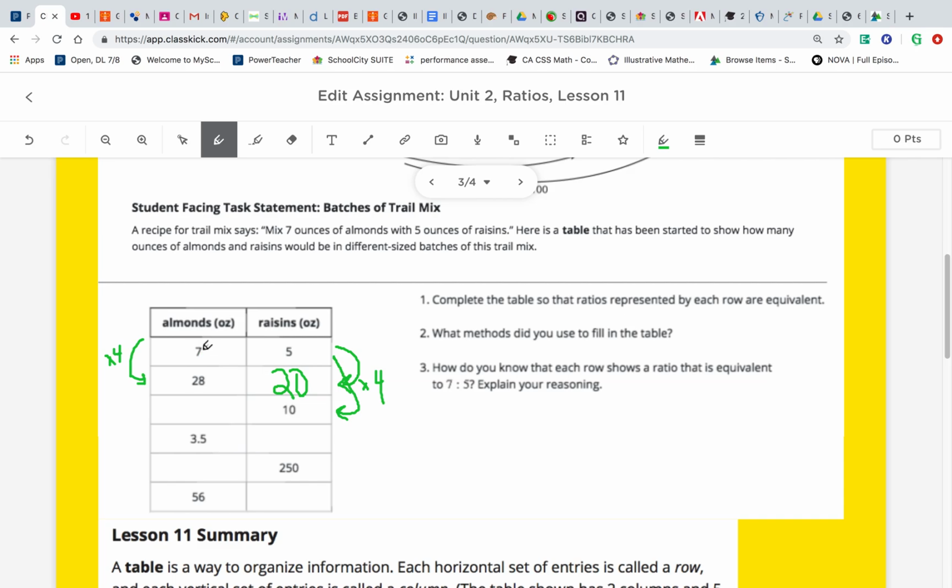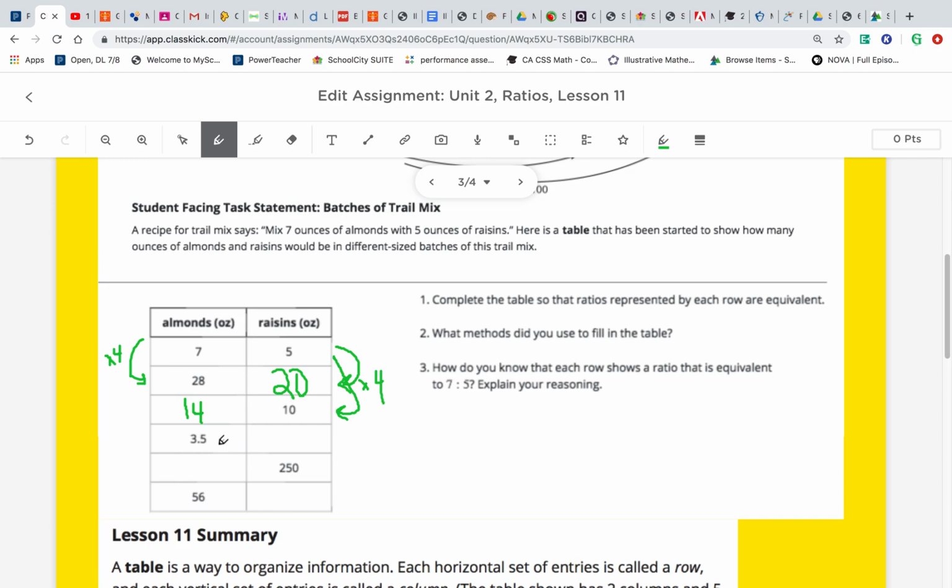So we need to double 7. So 7 times 2, that's 14, right? So we can continue. So here we have 3.5. Okay, some of you may think that it's a decimal and it's the end of the world.